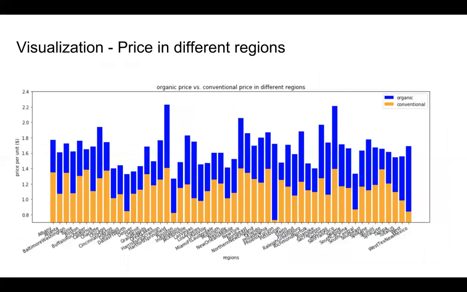For the visualization, we drew a bar plot. The x-axis is the regions and the y-axis is price per unit. The blue bar represents organic avocado price, and the orange bar represents conventional avocado price. We can see all blue bars are higher than orange ones.